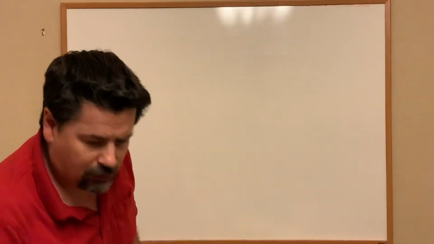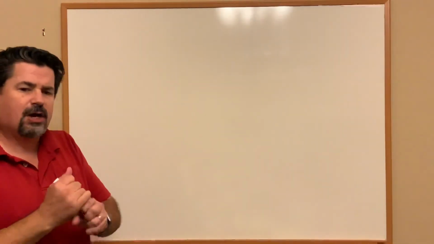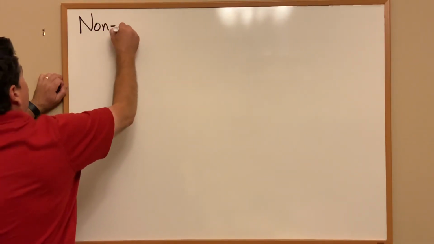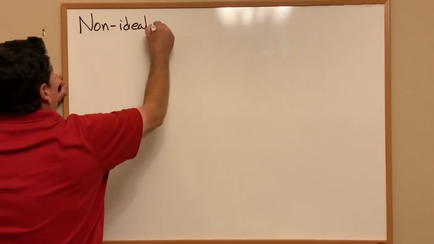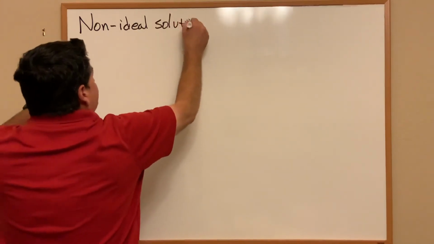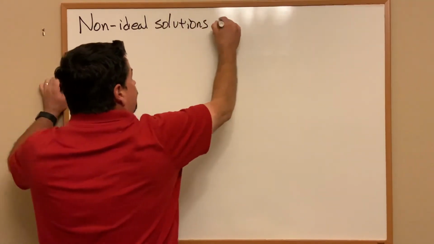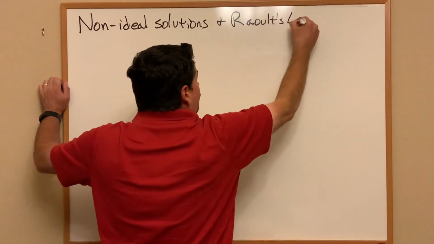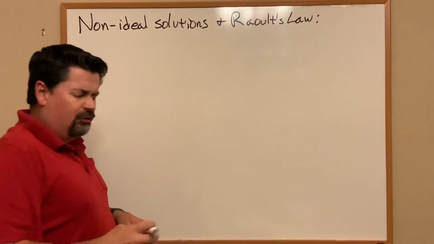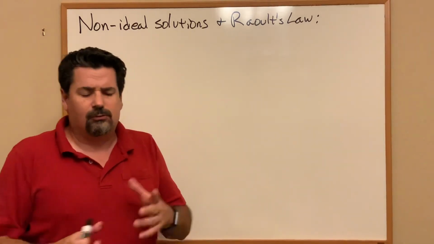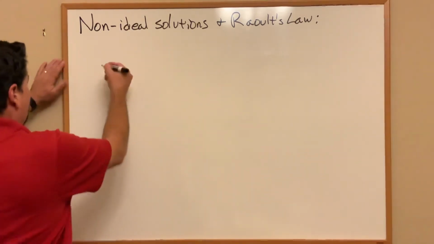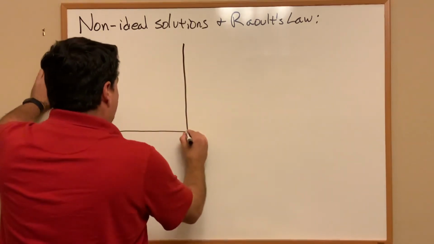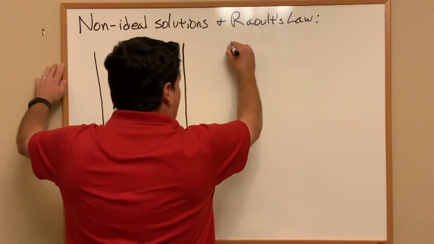And let's think about what types of non-ideal solution and Raoult's law. Let's think about what types of deviations from Raoult's law we might see. All right, so I'm going to draw here. I've got a couple of examples here.